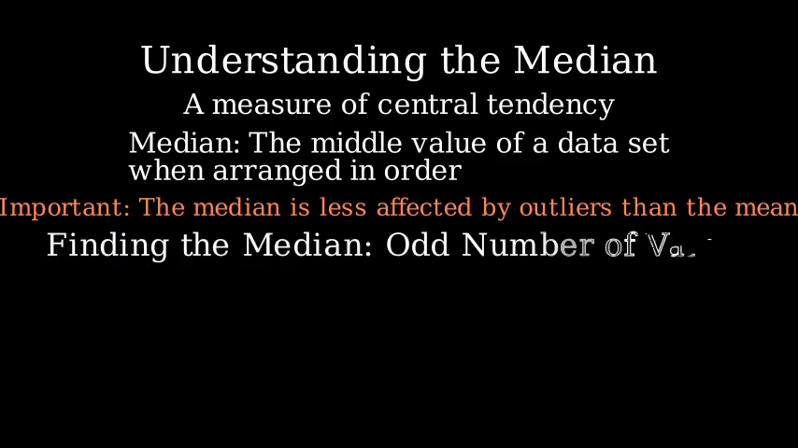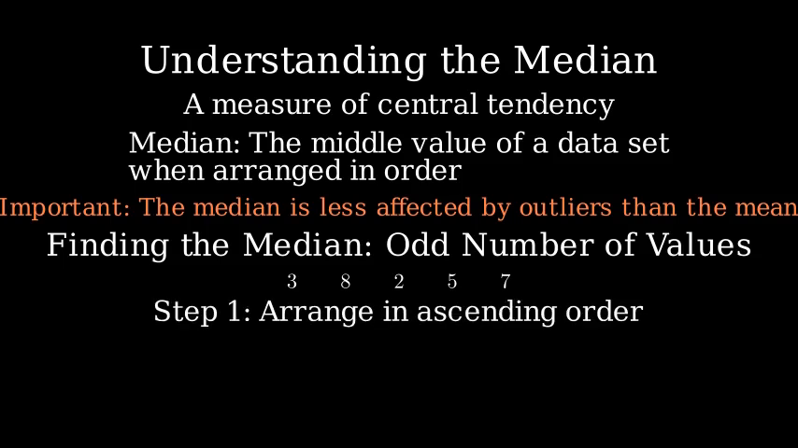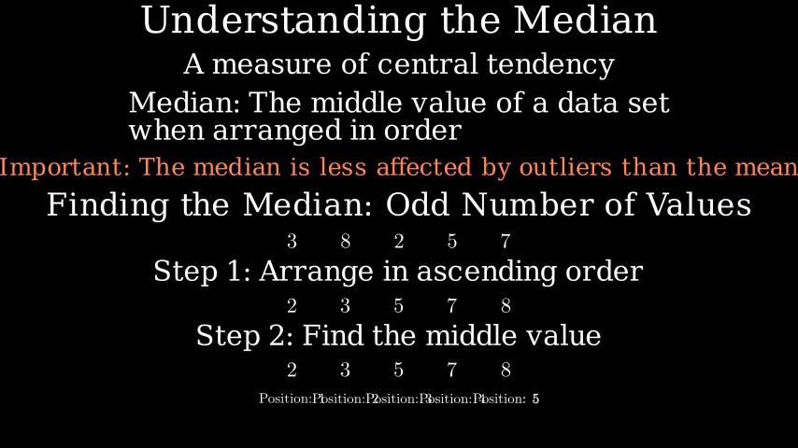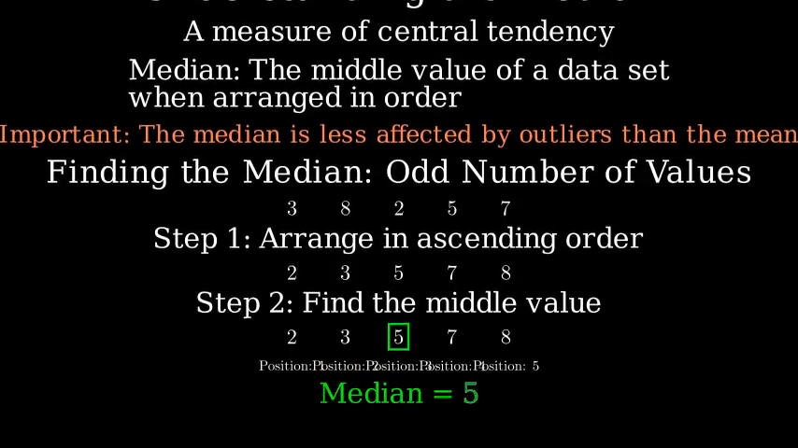First, let's consider a data set with an odd number of values. For example, the set 3, 8, 2, 5, 7. Step 1. Arrange the data in ascending order. So we reorder our set to 2, 3, 5, 7, 8. Step 2. Find the middle value. Since we have 5 values, the middle value is at position 3, which is the value 5. Therefore, the median of our data set is 5.